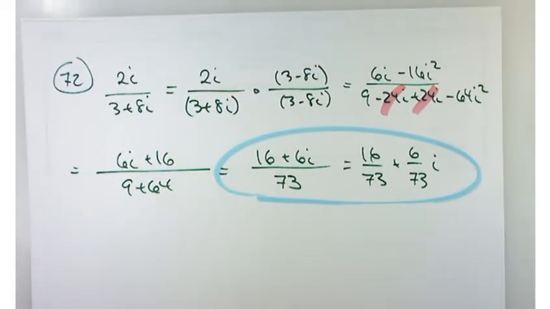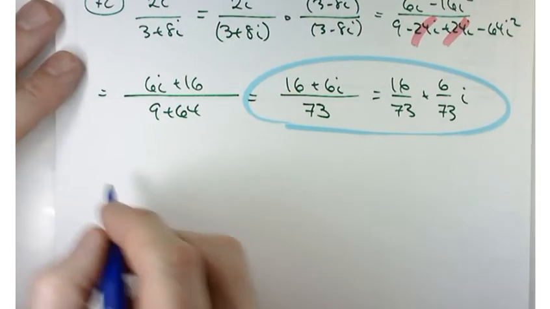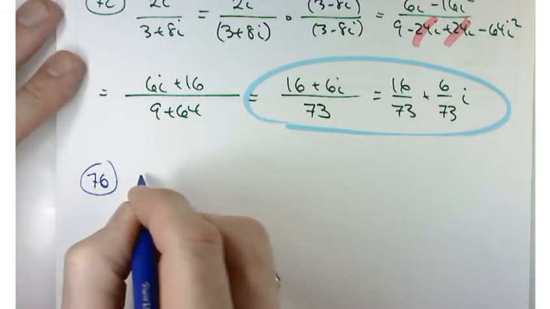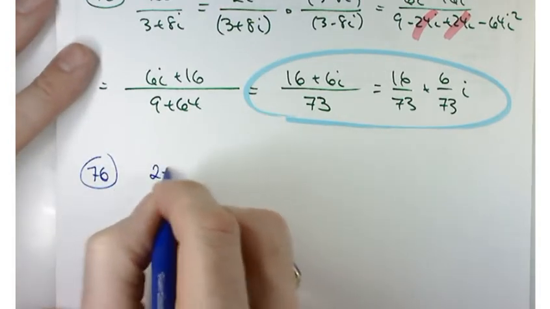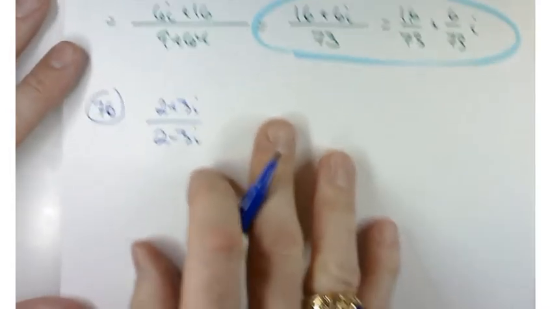There's one last little thing to cover here. I think I should probably do one last division problem. So let's do one last division problem, then we'll do powers of i, and we'll finally be done with this section. So that last division problem is problem number 76. 2 plus 3i over 2 minus 3i.